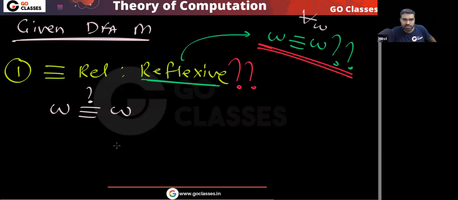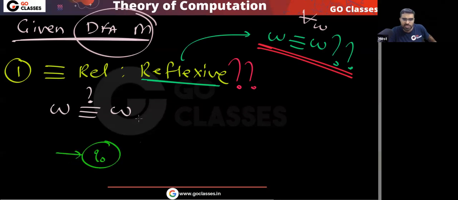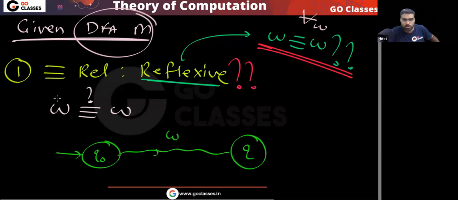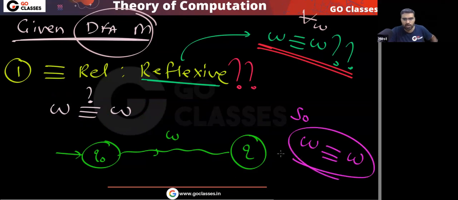Yes, because this is a DFA. From the initial state, on W you are going to some state, say state Q. Then on this W also, you will go to state Q because they are the same. So every string W is equivalent to itself. This will happen for all strings W.